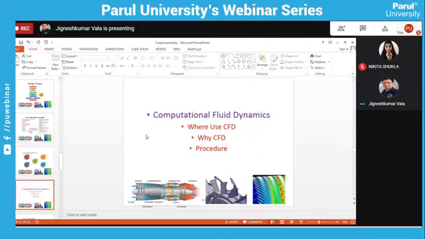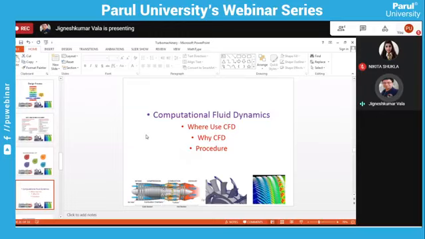So the word computational fluid dynamics: where can we use computational fluid dynamics, why the CFD, what are the procedures, right? Why the CFD? Albert Einstein said that a theory is something nobody believes except the person who made it, right? An experiment is something everybody believes except the person who made it.